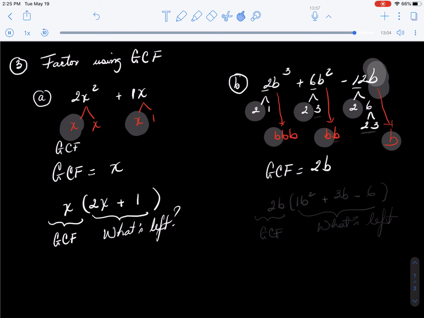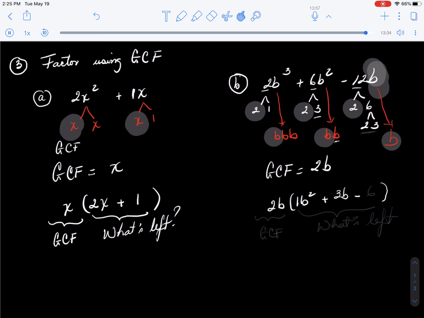The rest of them goes back inside the parentheses. So I'm taking 2b out. There are 3 terms. One of them is going to be plus. The other one is going to be a negative. So what's left? You took the 2 out. You still have a 1, and then you have a 2b, so it's 1b squared. The second term, you take the 2b out. What's left is the 3 and the b, so it's going to be 3b.